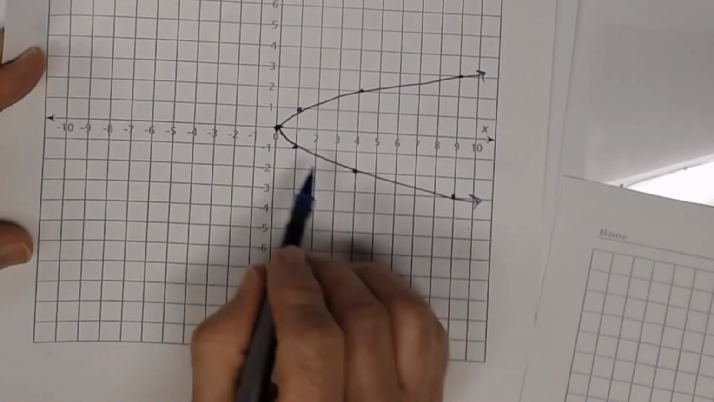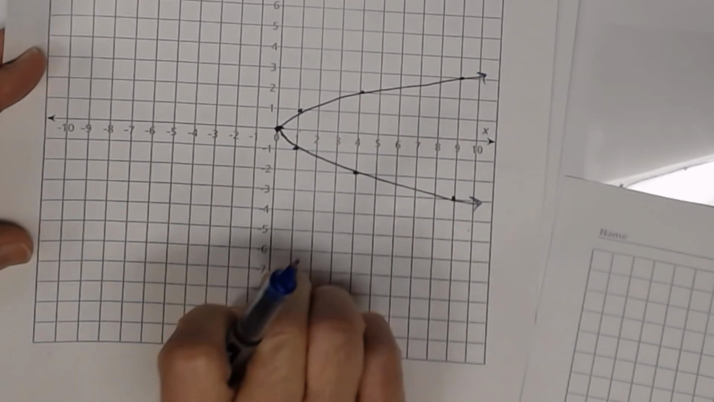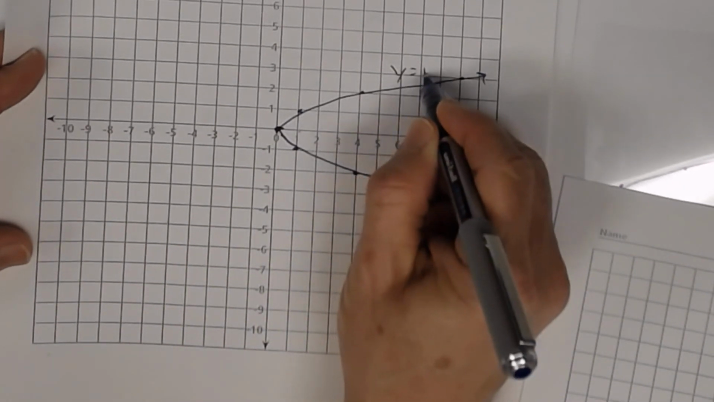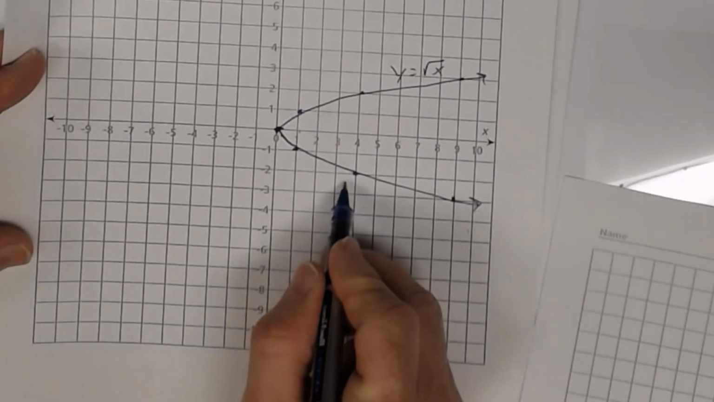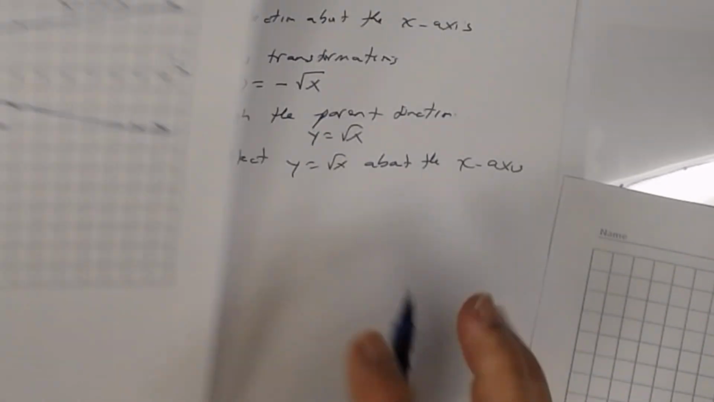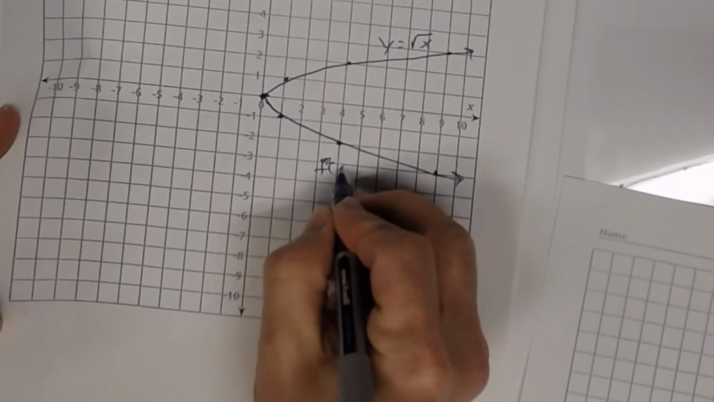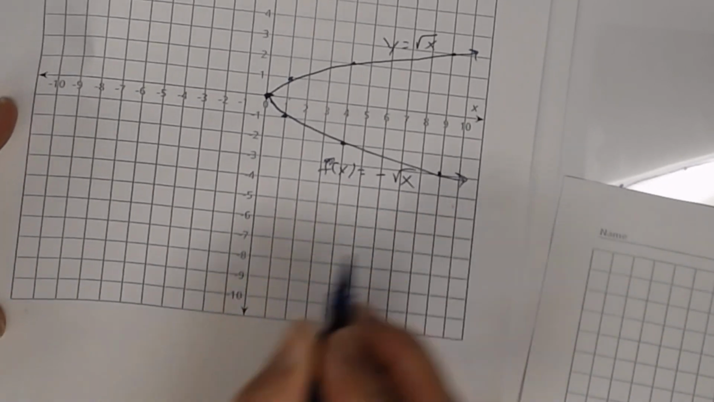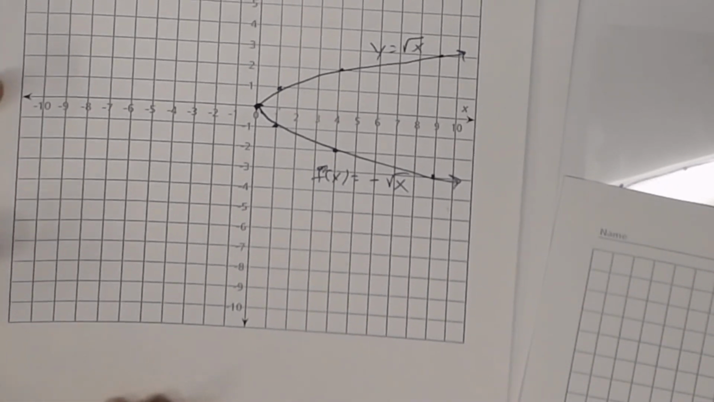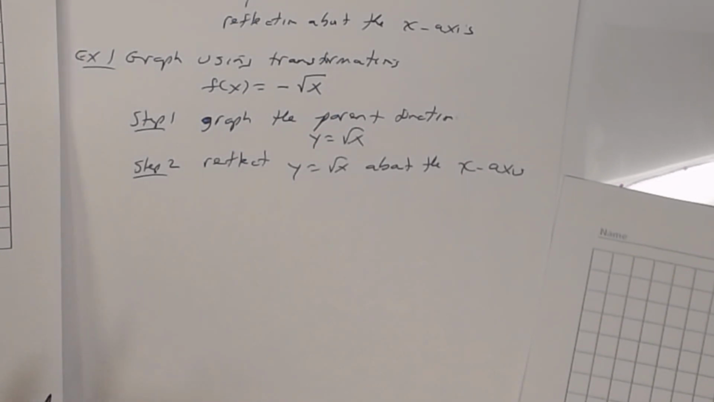See what that parabola looks like? It looks like a sideways parabola. So this is y equals square root of x, and this is your function. We called it f of x. So this is the function f of x equals negative square root of x. All right, and that's all you do. That's all it is.